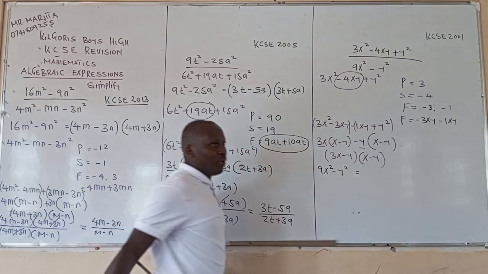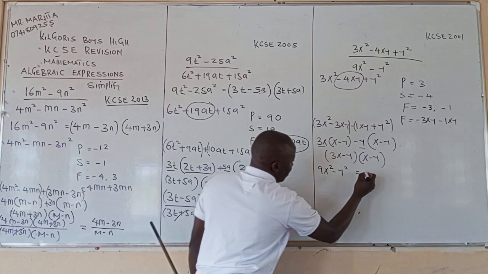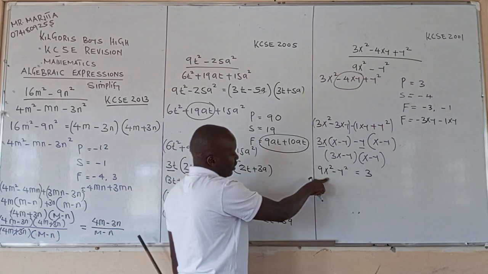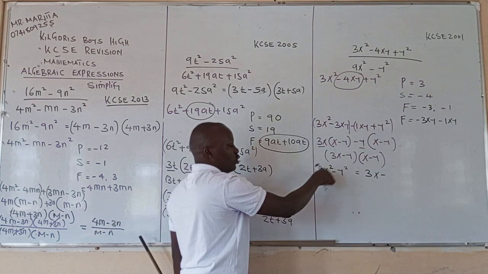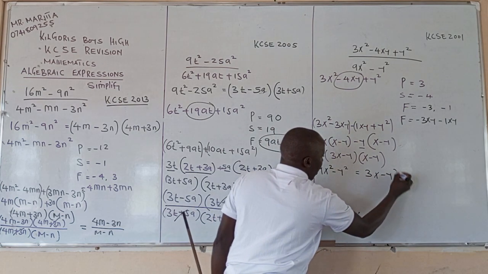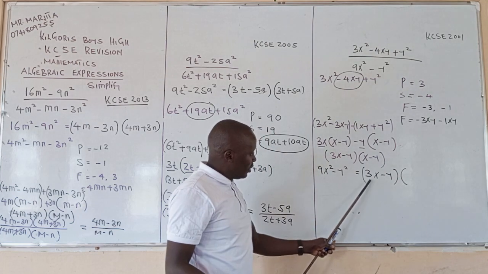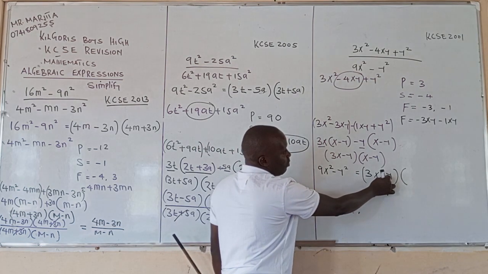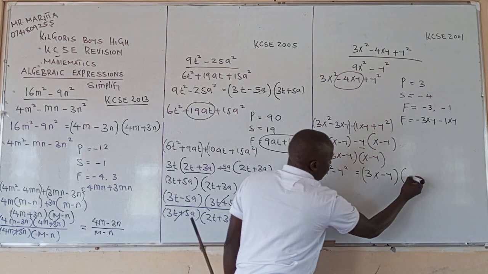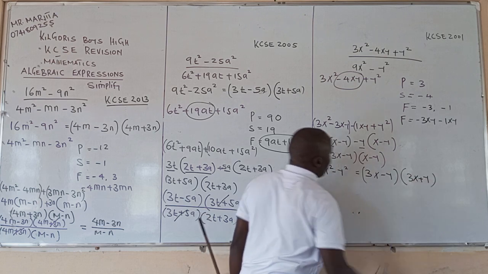This one is very simple because you find the square root of 9, which gives us 3. Then the square root of x squared is just x. Then minus the square root of y squared, which is just y. You open another bracket here. You write the same, but you change the sign from a negative to a positive. So you write this one as 3x plus y.